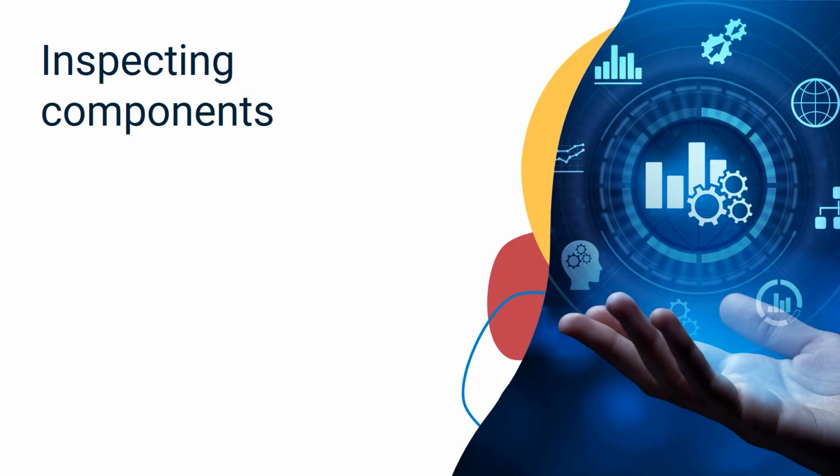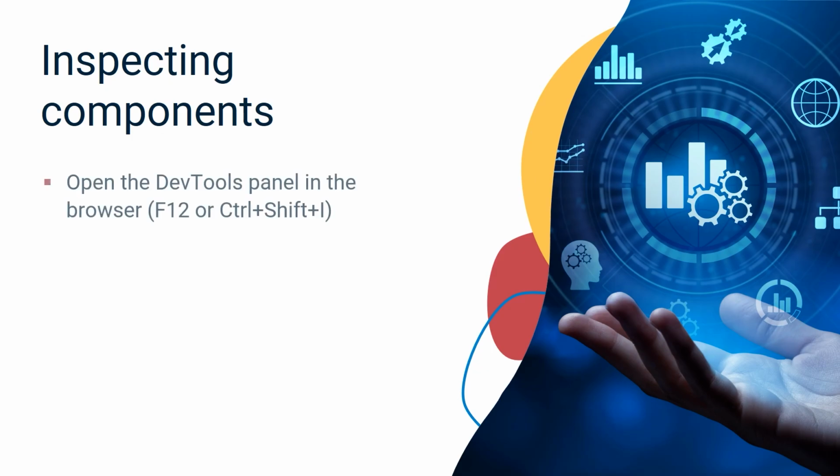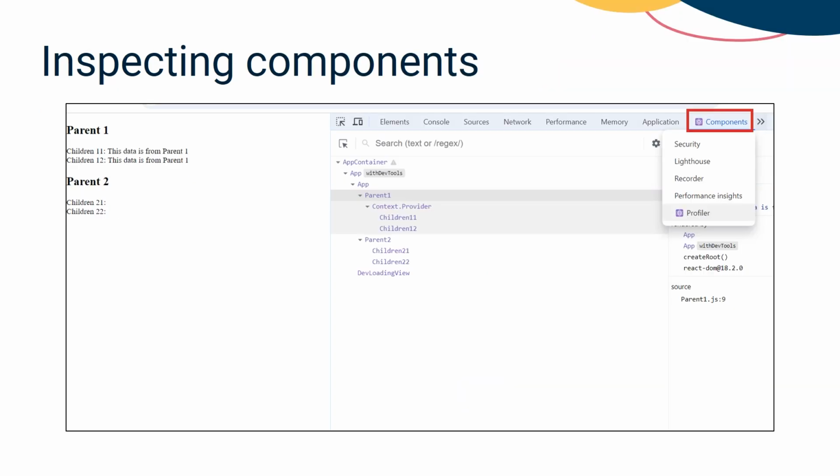Let's check how to inspect components. Open the DevTools panel in the browser by pressing F12 or Ctrl+Shift+I. Navigate to the Components tab to view the React component tree. Click any component in the tree to see its props, state, and hooks in the right-hand pane.